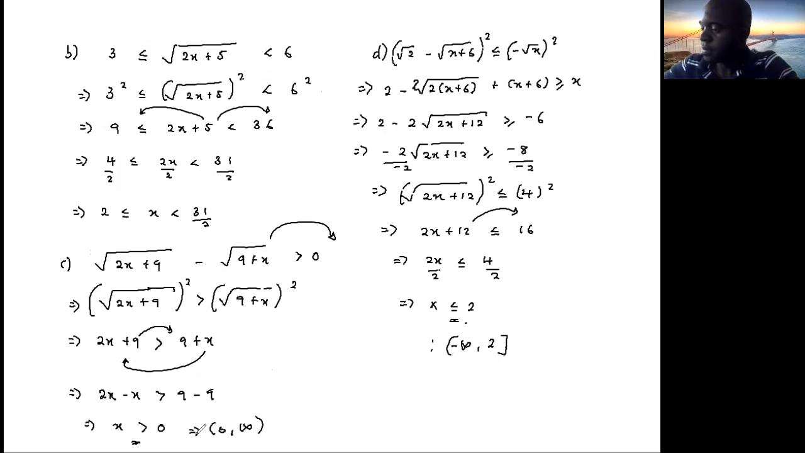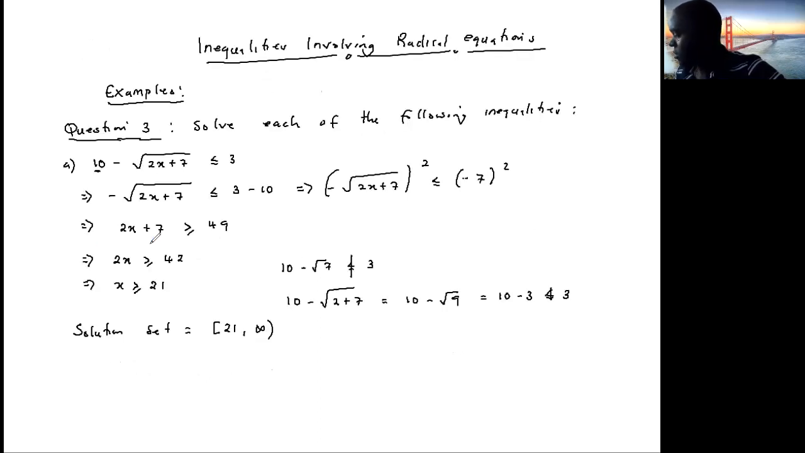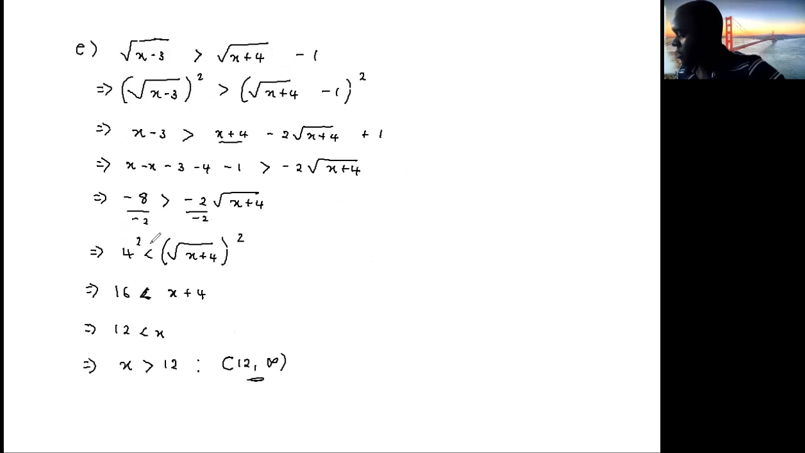So that this one can be 2 included, comma, negative 1 over 2 not included. The other one I've already written in that form. So these were examples and questions on equations involving inequalities involving radical equations.